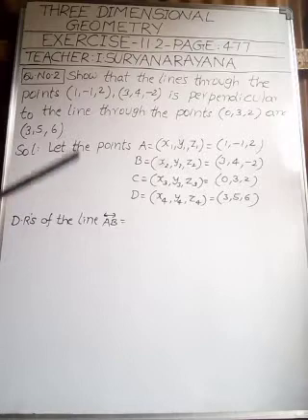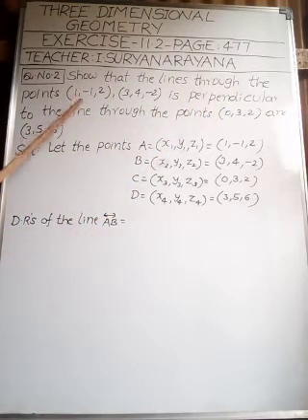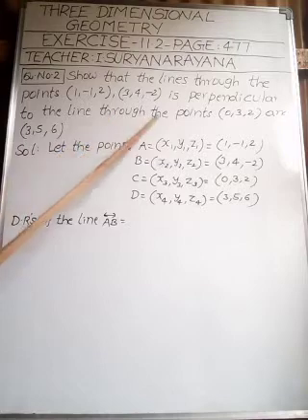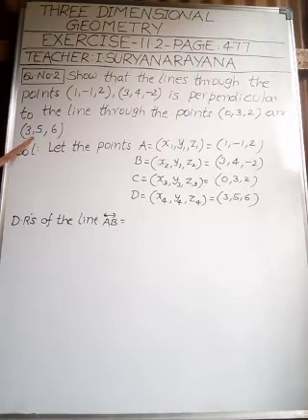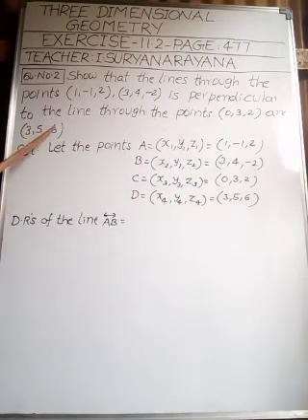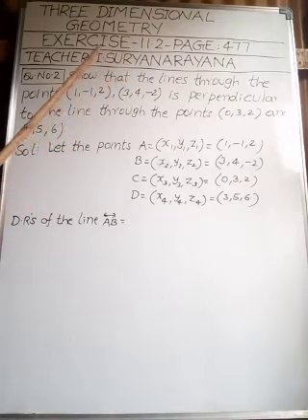Now come to the second question of the exercise. Question number 2. Show that the line through the points (1, -1, 2) and (3, 4, -2) is perpendicular to the line through the points (0, 3, 2) and (3, 5, 6). Understood this question, my dear children? Yes. Here 2 points are given. The line is passing through these 2 points and another 2 points are also given. From these 2 points another line is passing. We have to prove that the 2 lines are perpendicular to each other. Okay, my children, right. Come to the solution part.